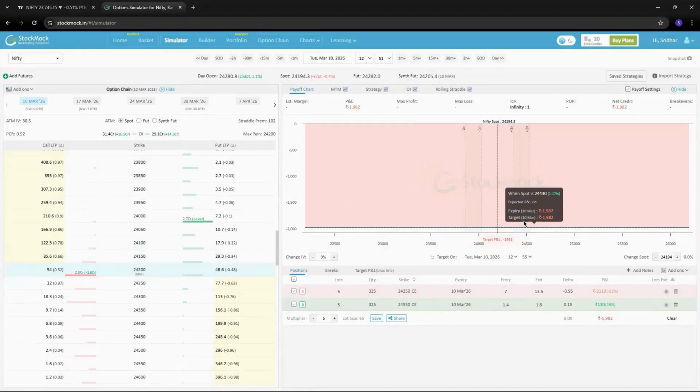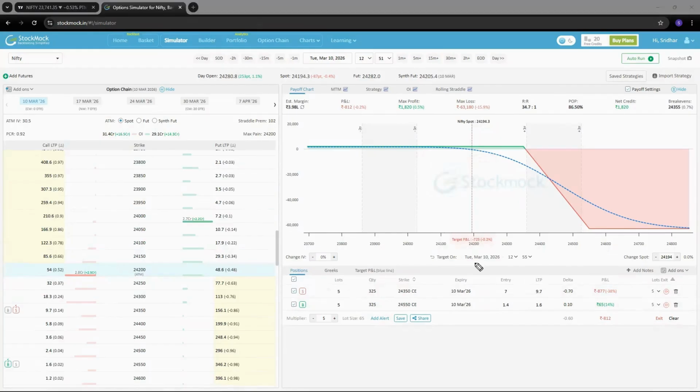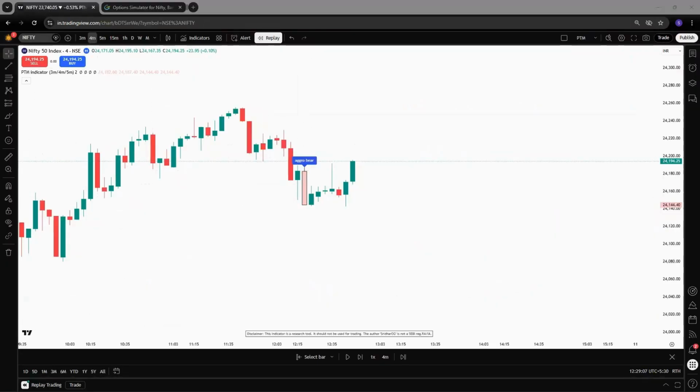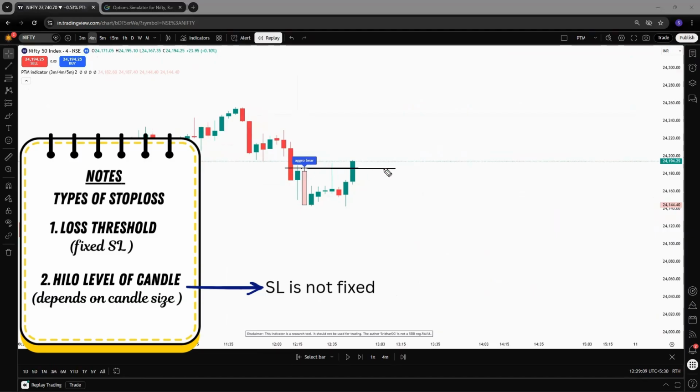1251. Here, at this moment, when that SL was triggered based on the high-low level, my SL would be only 800 rupees. Like I told you earlier, when you use the high-low level, there is no fixed SL. Simple. It can be less, it can be high, based on the range of the candle.